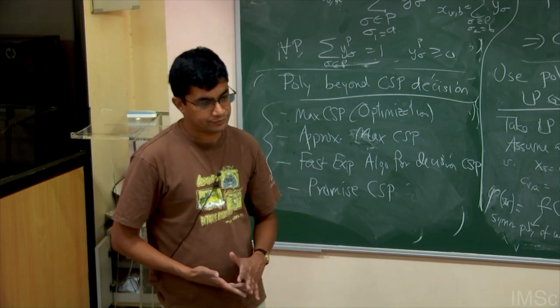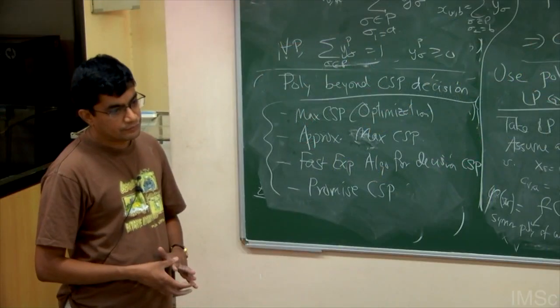So does constant width imply that you go to some constant level of the Sherali-Adams? I think so, yes. And do the same thing there? Yeah, same thing. The size of the LP will become n to the power k or something. Yes, yeah, based on the k. Yeah, that's right.